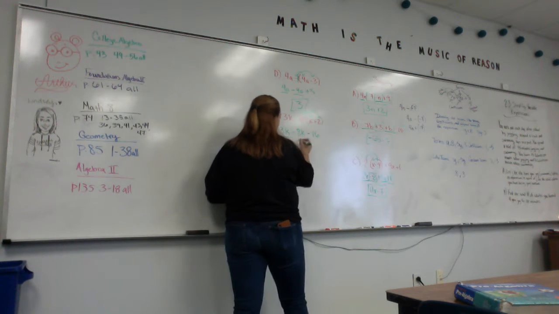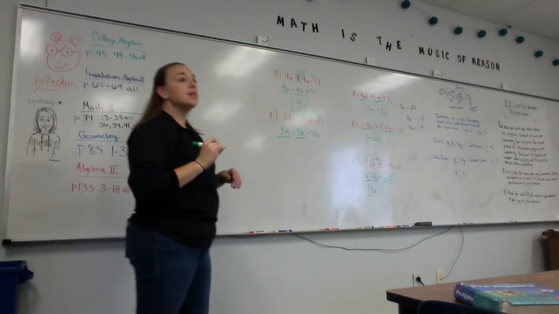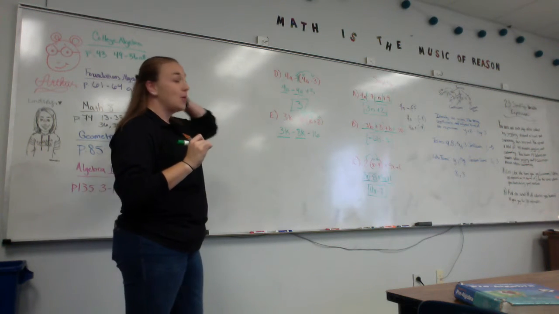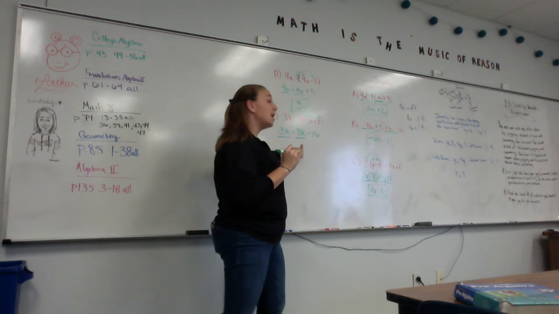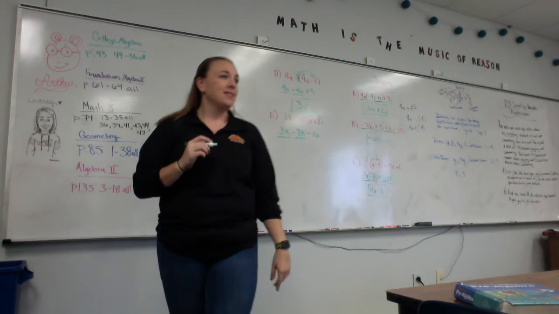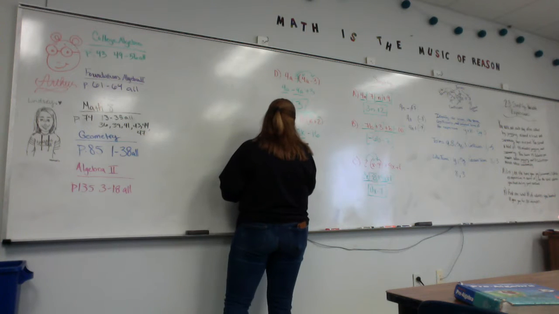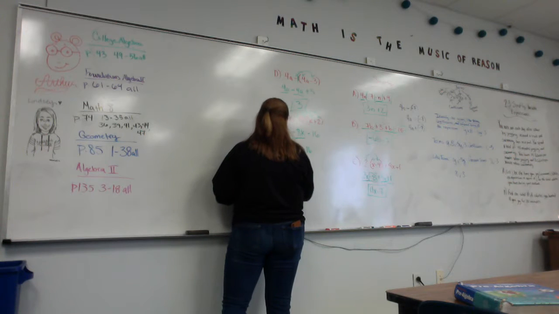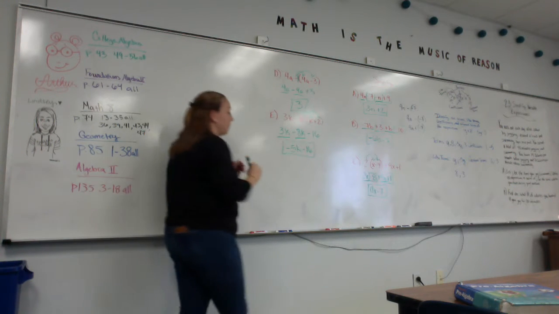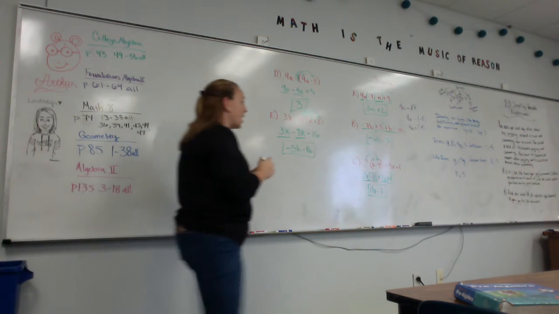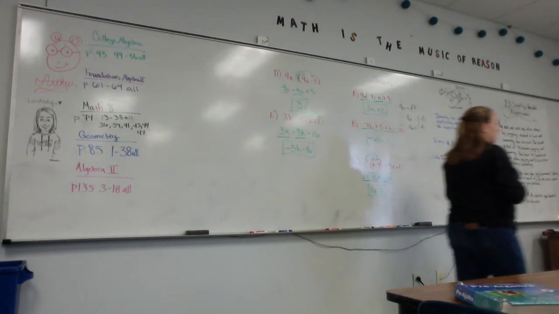I have 3k and negative 8k. What does that give me? Negative 5k. And then I don't have anything to combine negative 16 with, so that's my simplified version. Okay? Good job.